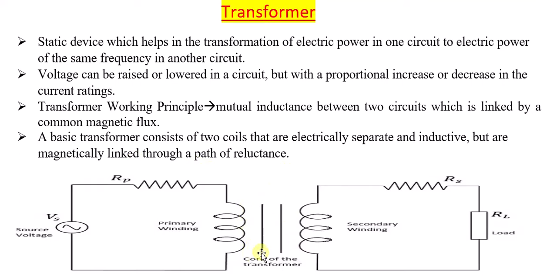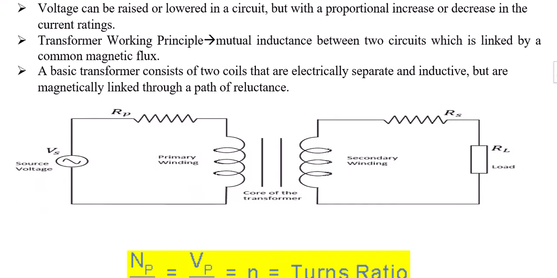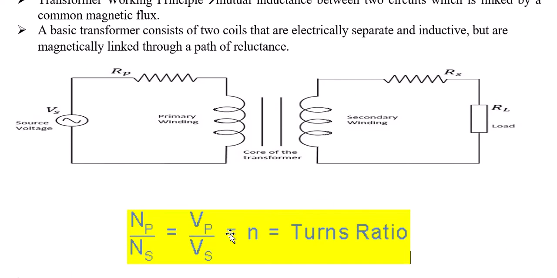So magnetically these two are linked with the path of reluctance. This is how it goes. Now the question is how to calculate the number of turns ratio, or how much turns ratio is required for a specific application. How the transformer parameters depend on each other, we will come to know from this particular equation. This is very important, NP by NS.